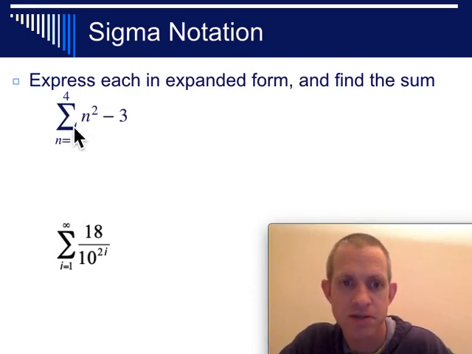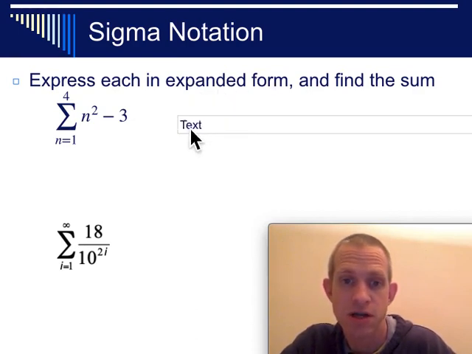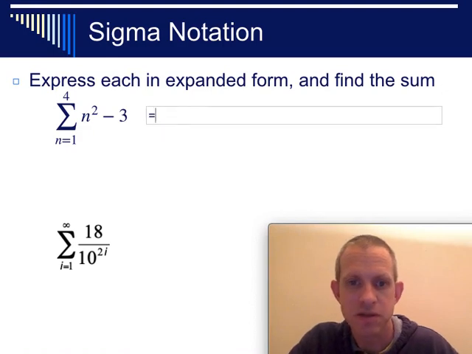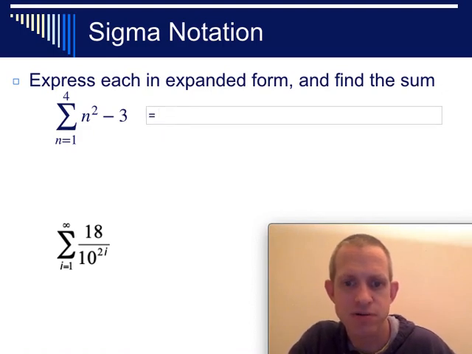This sum says, what is the sum of n squared minus 3 as n goes from 1 to 4? And the question says to express that in expanded form and then to find the sum. To write it in expanded form means to simply write out what's actually meant by this expression. And so let's do that in a moment. What that means is we're going to put a couple numbers into this formula. We're going to put a 1 and a 2 and a 3 and a 4 into this formula and see what sort of values it gives us.